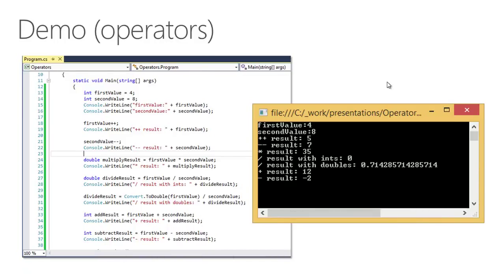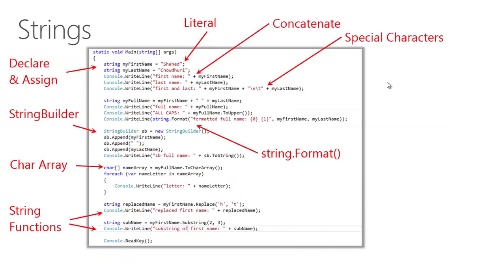Now that we've seen the demo for operators, let's take a look at strings. In this screenshot, you see some sample code where I have a bunch of red text pointing to specific areas. In this method, I have here on the left a place where I'm indicating that I've declared and assigned a bunch of strings. There are two strings being defined here, one called my first name and another called my last name, where I store my first name and my last name in double quotes.